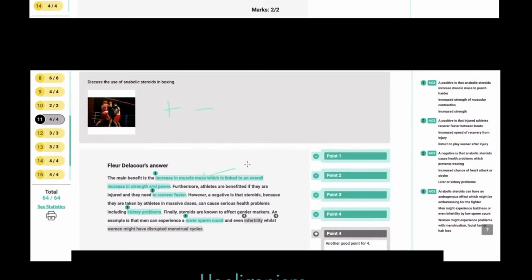Benefit from increased muscle mass. We'll recover faster. Steroids, because they're taken by athletes in massive doses, can cause serious health problems such as kidney problems. Finally, steroids are known to affect gender markers. An example in men is that they can experience a lower sperm count and even infertility in women. Wow. So this is serious stuff. Okay, but notice positives and negatives are covered.